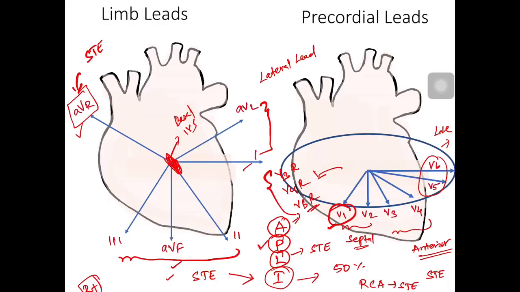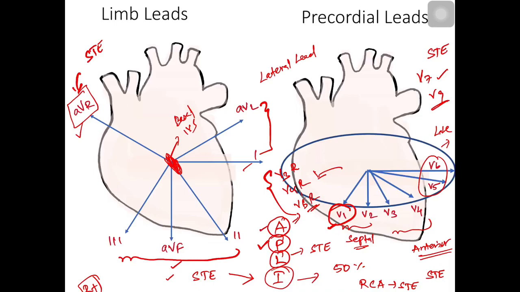And finally, to find out a posterior myocardial infarction, the leads used are V7 to V9. These are called posterior chest leads, which are placed on the posterior side of the thorax, and they will pick up the ST segment elevation in the posterior type.